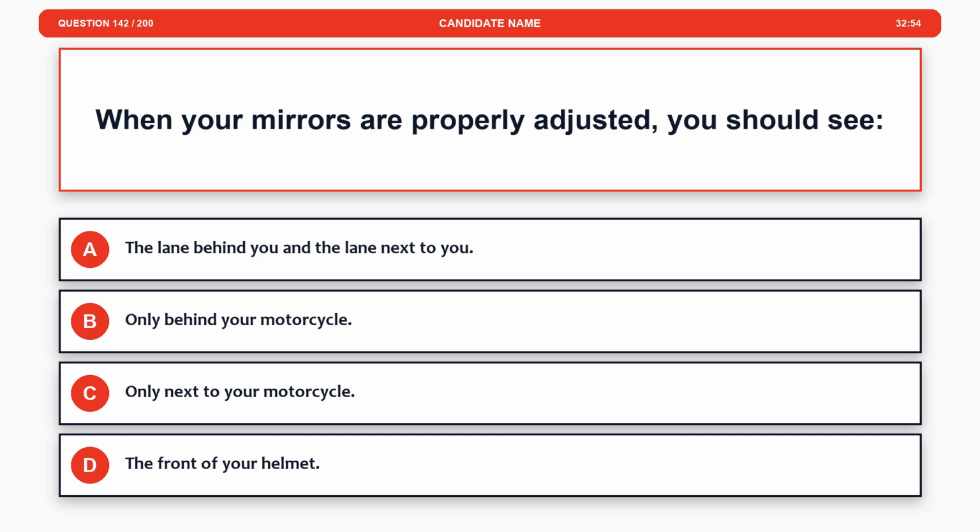Question 142. When your mirrors are properly adjusted, you should see: Option A, the lane behind you and the lane next to you. Option B, only behind your motorcycle. Option C, only next to your motorcycle. Option D, the front of your helmet.